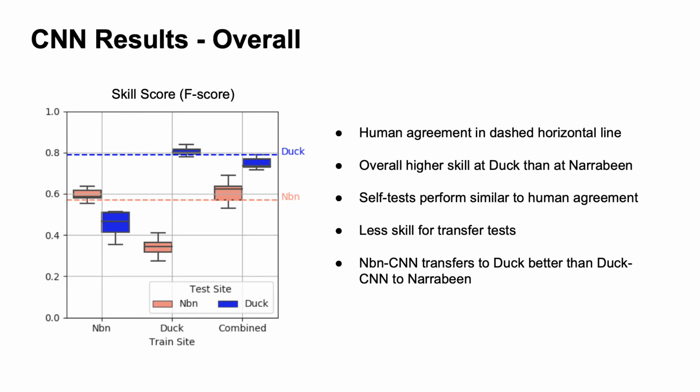We can see a reduction in skill score when the CNN is transferred to the other location. However, the Narrabeen CNN skill score reduces less than the Duck CNN skill score, which means that the Narrabeen CNN made more accurate predictions of beach state at Duck than the Duck CNN made at Narrabeen. This implies that the information learned at Narrabeen about beach state is more informative than the information learned at Duck about beach state.